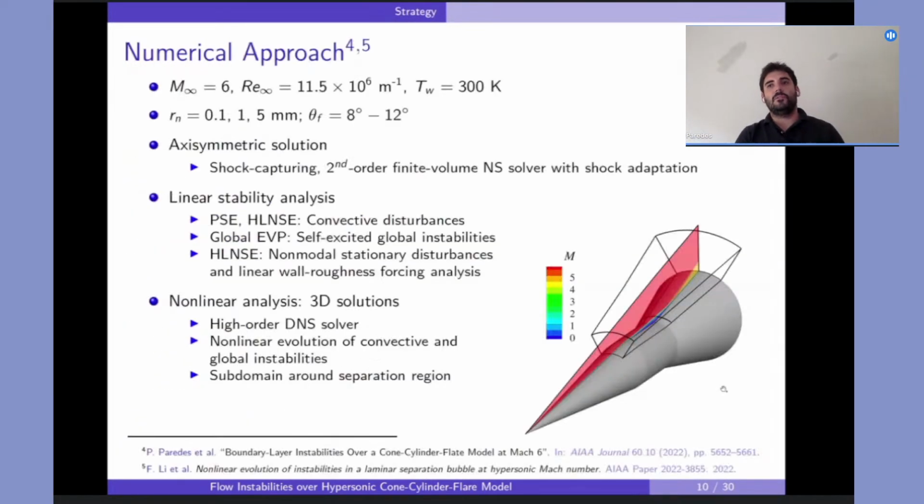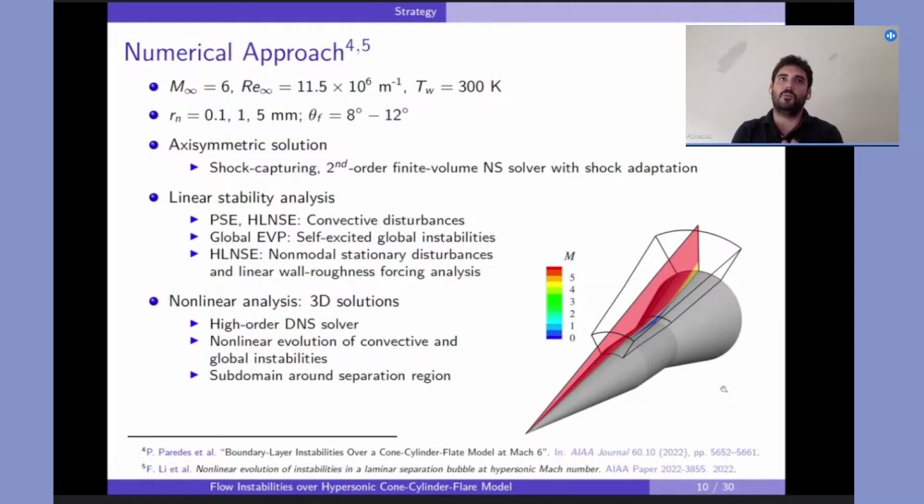So the strategy to do this is to put everything now in the computer. We know the flow conditions. We have Mach 6, the same unit Reynolds number, and we set an isothermal wall of 300 Kelvin. That's room temperature, because the experiments run super quickly. So there is no time for the model to heat up. It runs only for 1-2 seconds. So we can assume that the temperature of the model didn't change at the surface.